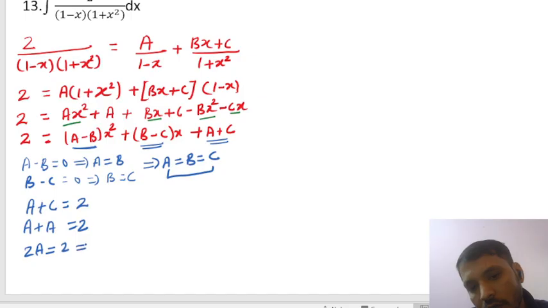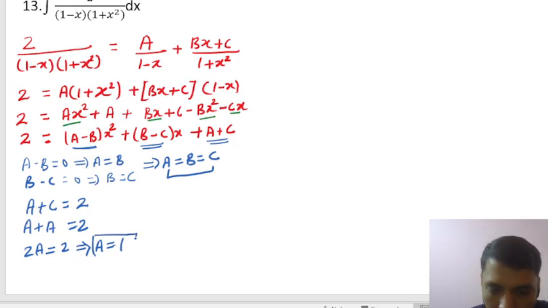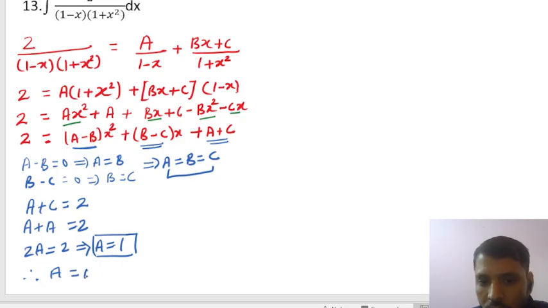That means A is equal to what? From here we can say A is equal to 1. Now we have A equal to 1. That means all of A, B, C are equal to 1. Means A equal to B equal to C, all are equal to 1. So now we can write our answer here.